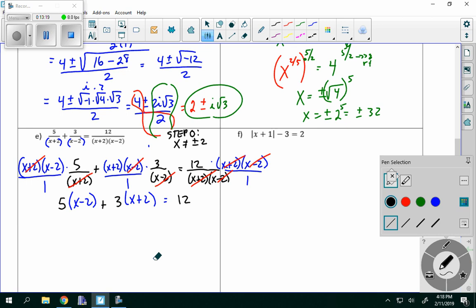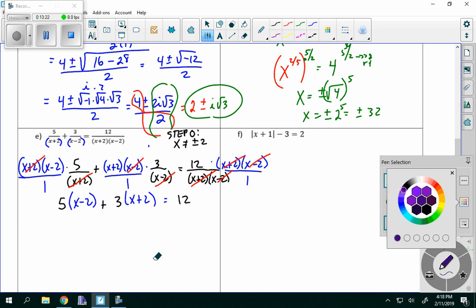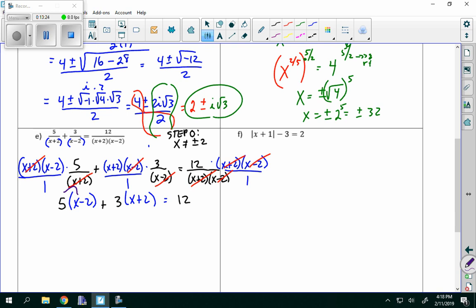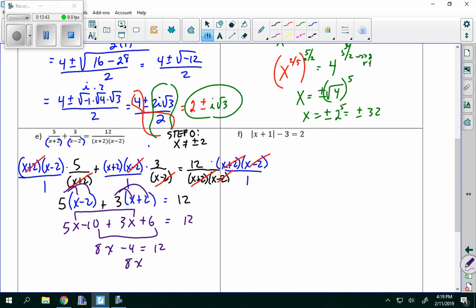So let's see, I want a little different color. Let's get a purple going in here. Okay, so we have 5 times x and 5 times negative 2. That's 5x minus 10 plus 3x plus 6 equals 12. I combine my like terms and I get 8x minus 4 equals 12. I add 4 to both sides, 8x equals 16. Divide both sides by 8. x equals 2. Oh no! x cannot equal 2, so this has no solutions.